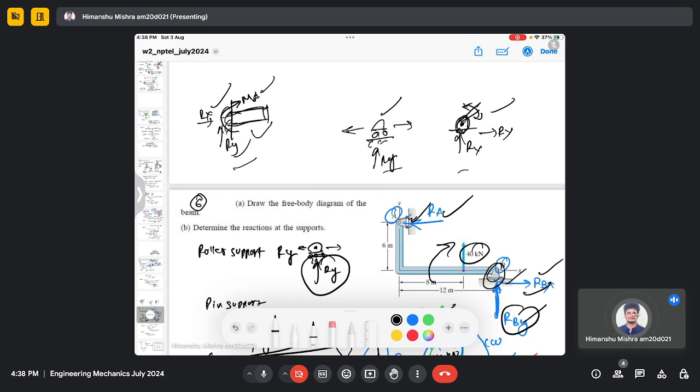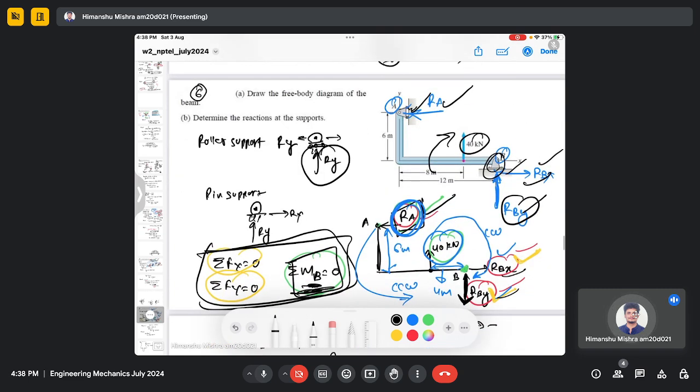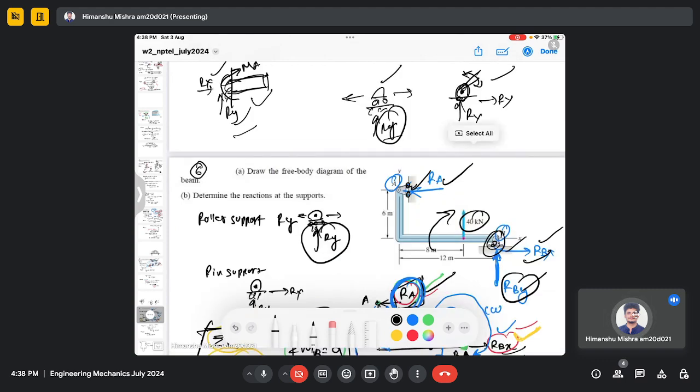In the pin joint, the rotational motion is not constrained, so you don't have a reactive moment, but you have a reactive force because the translation motion is constrained. Whereas in roller support, the translation motion is constrained only in the y direction, so you have a reaction force in y direction, and you don't have the rotational motion constrained as well. So once you identify the type of joint here, you can easily calculate the reaction forces and the reaction moment here.